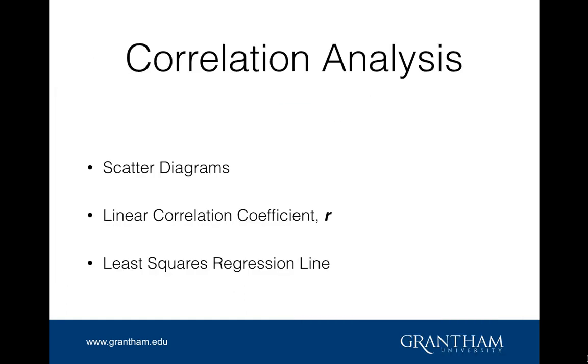Okay. Now, what is correlation analysis? We've talked before, just briefly, that correlation analysis consists of scatter diagrams, the linear correlation coefficient, also called R, and the least squares regression line, which is the line that's drawn through the center of the data. Now we're going to talk about these in detail, one by one.